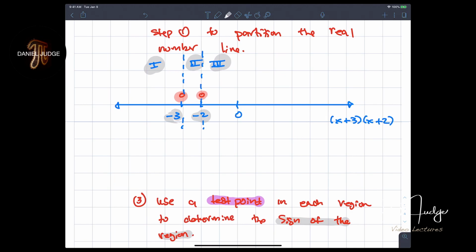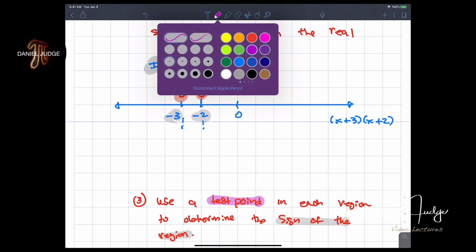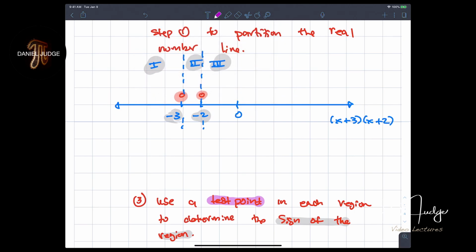Now, a test point, ladies and gentlemen, is any number that's clearly in the region. So if I say to you, you know what? -5 is clearly in region 1, okay? Because it's a number that's to the left of -3. And then 0, my favorite test point, by the way, is clearly in region 3. So I found numbers in region 1 and region 3. The problem I have is region 2 in this question here. I need to use any number between the -3 and the -2. I'm going to use -2.5. This is going to be my test point, ladies and gentlemen.